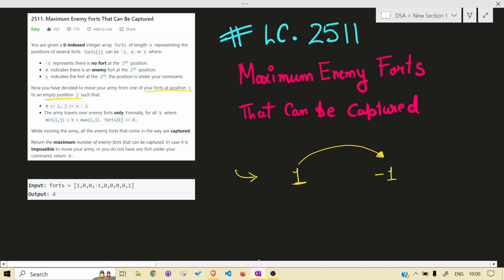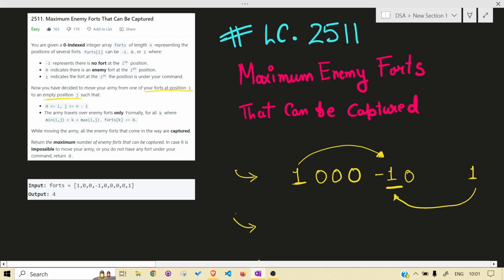You cannot stop your army at the enemy fort, I mean 0. You cannot stop at 0. You can only stop at -1. So that much is clear. What you have to do, it doesn't mean that you can only go from left to right, you can go from right to left also. And this is what the problem is asking.